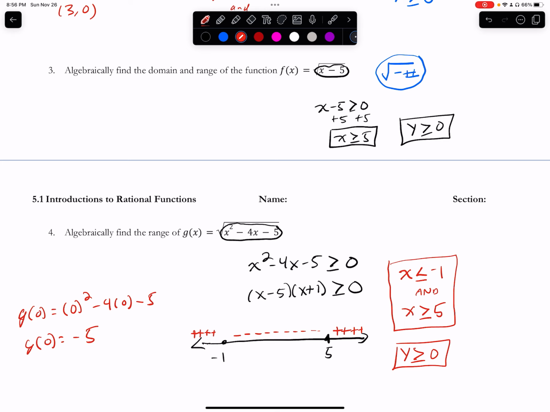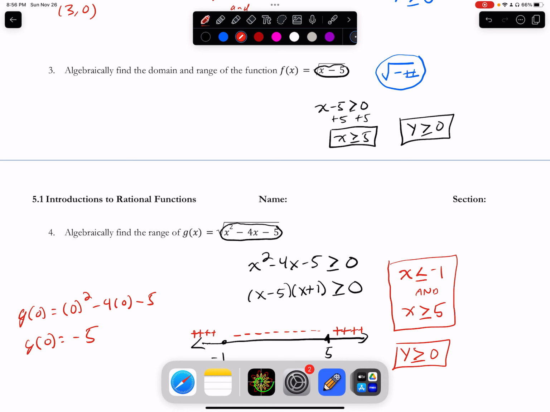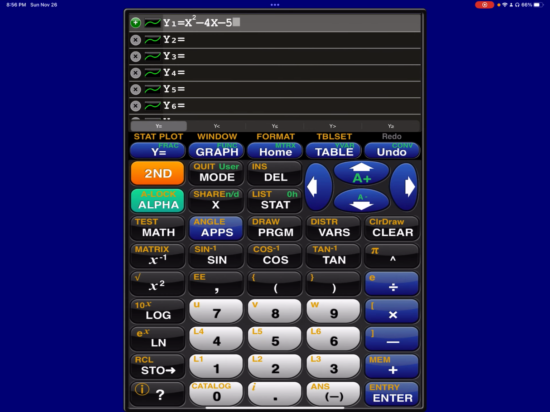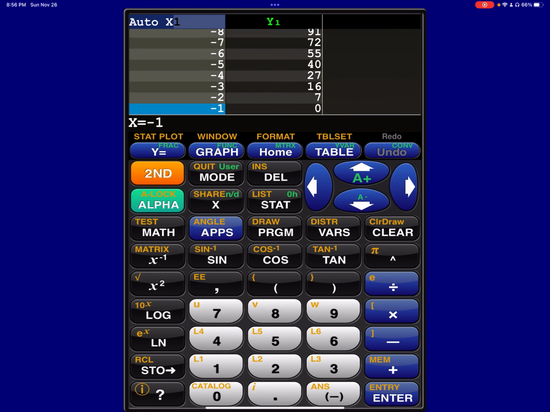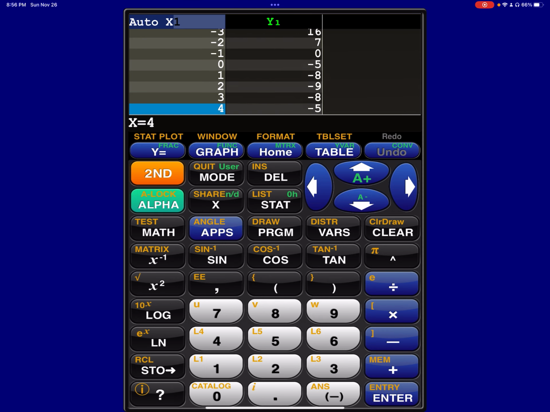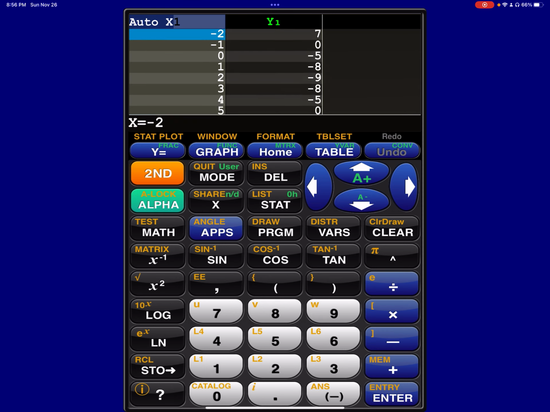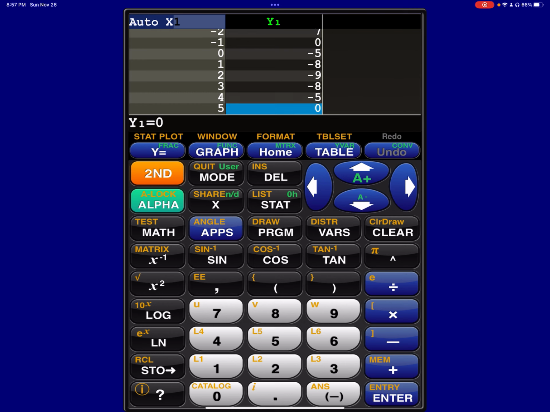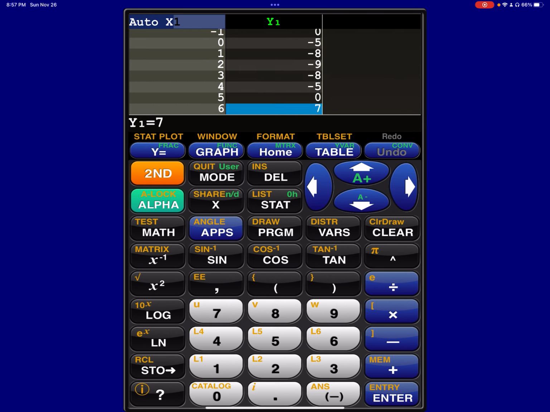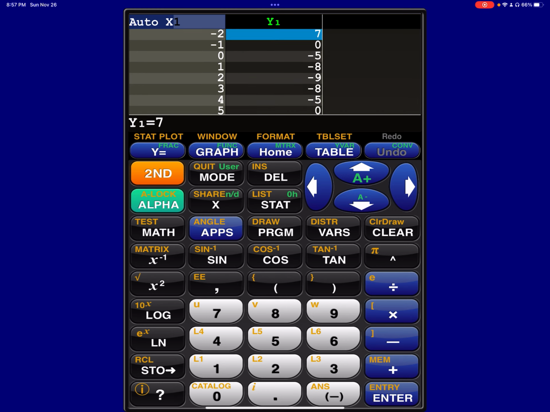If we want to look at a table, the table helps this make sense. So if I look at x squared minus 4x minus 5 in my calculator and click on the table, you can see the outputs are positive until it hits -1, and then it drops down. Now our outputs are negative: -5, -8, -9, -8, -5. And then back at 5, it gets to 0, and then it becomes positive again. So that's one way to look at it.